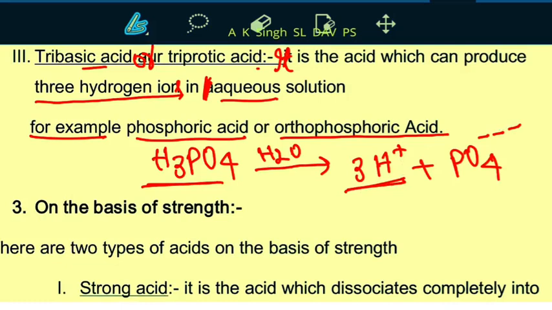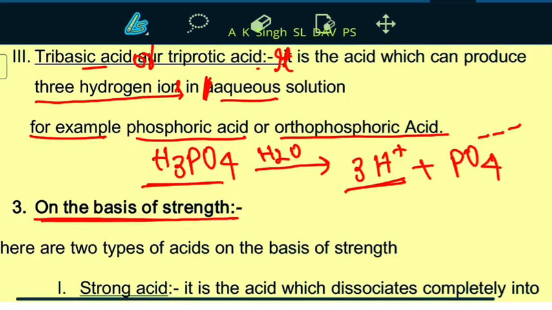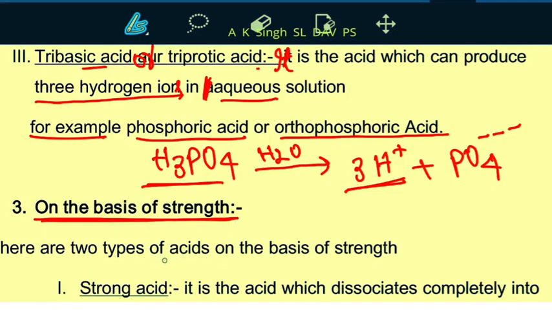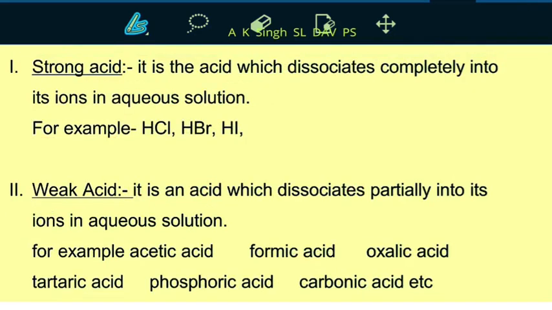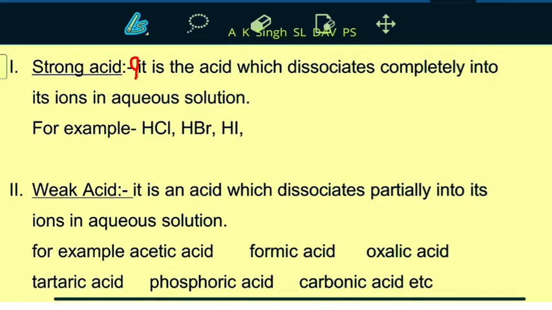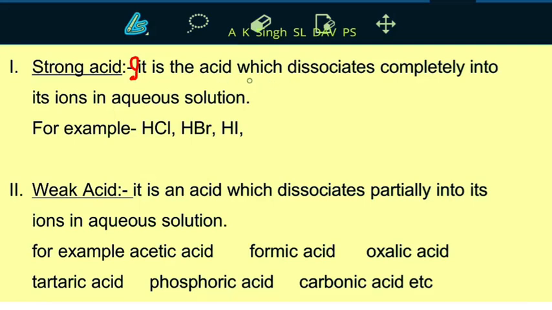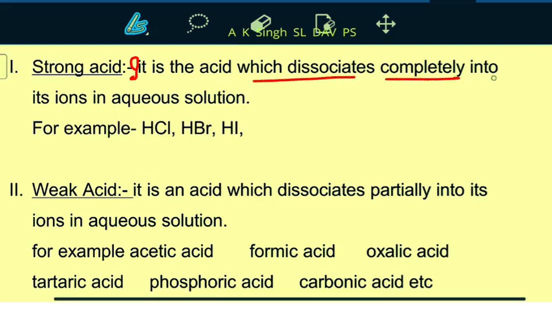Now, the classification of acid on the basis of strength. It is the third classification on the basis of strength. There are 2 types of acids on the basis of strength. One is a strong acid. What is a strong acid? It is the acid which dissociates completely into its ions in aqueous solution.